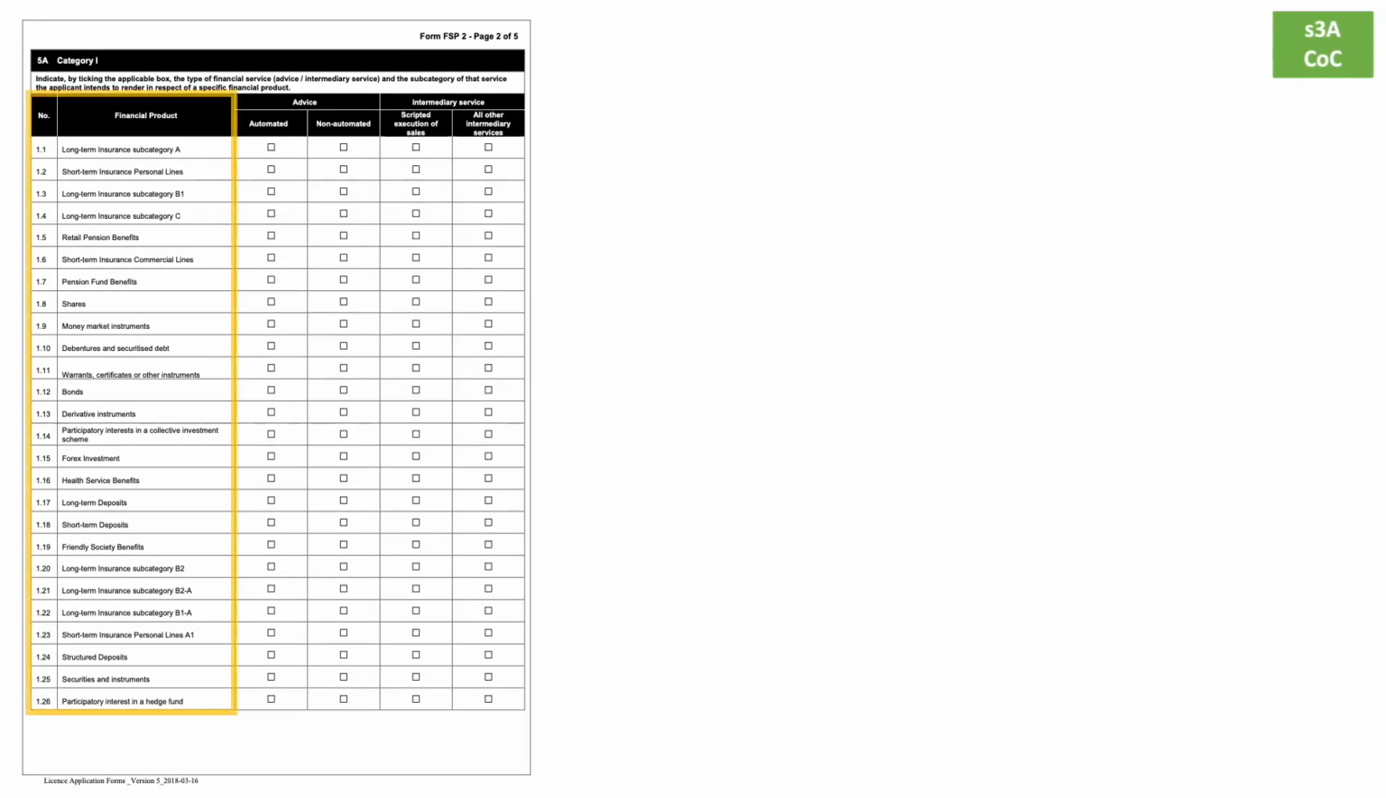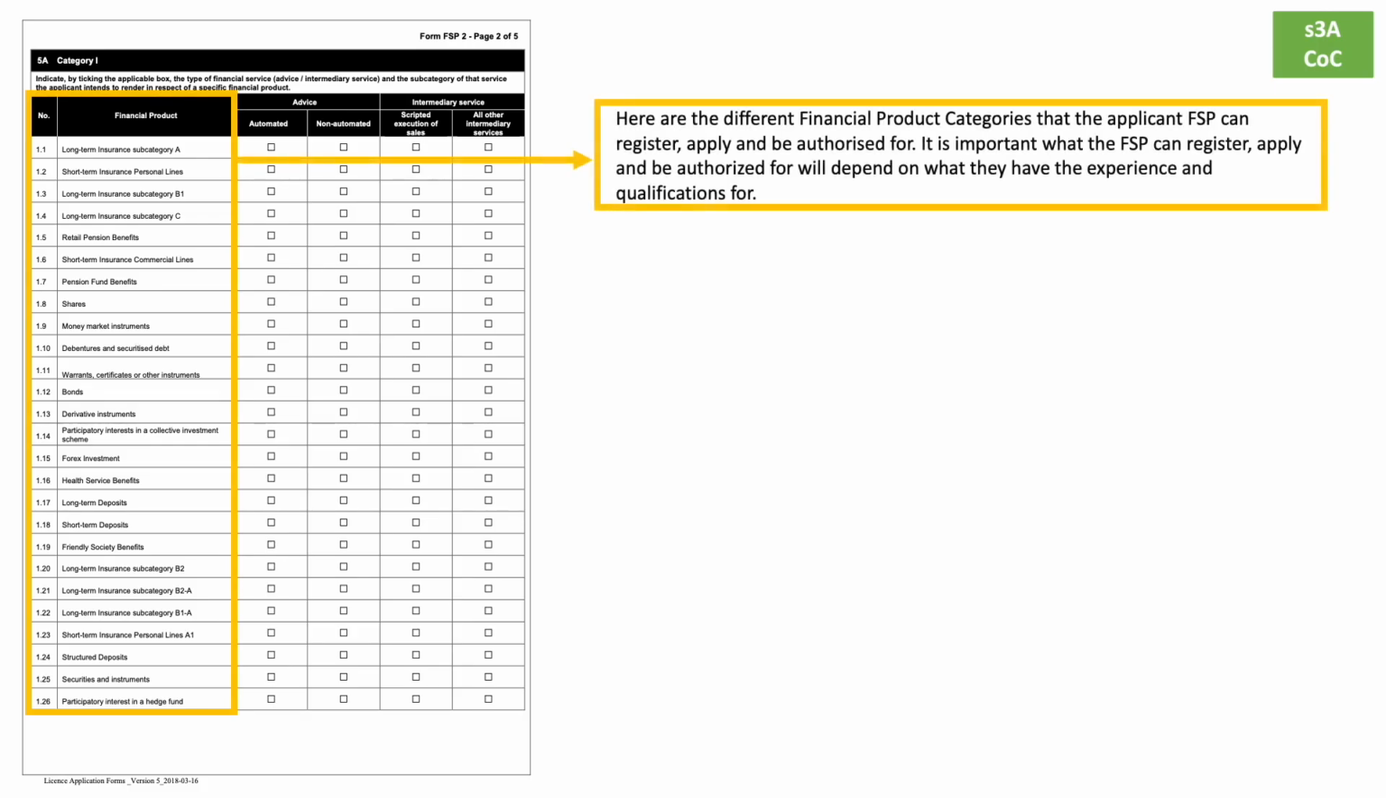Here we see Category 1 that is split into different financial products, also known as subcategories. Here are different types of financial products and subcategories that an applicant FSP can register, apply, and be authorized for. It is important what an applicant FSP can register, apply, and be authorized for. This will depend on whether they have the experience and qualifications for that category, subcategories, and products.